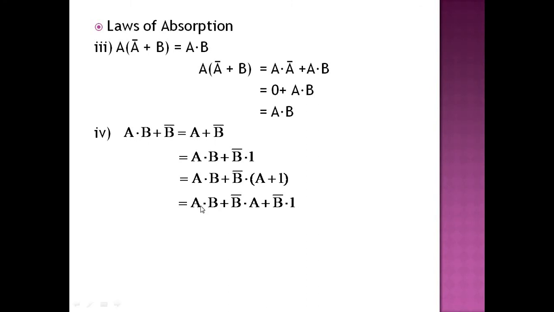Now in the first two terms A becomes common. So we take the common A and we write A(B + B bar) + B bar·1. So B + B bar is what? It becomes 1. So we write A·1 + B bar·1. So it is nothing but A + B bar. So this is nothing but the right hand side. Now again we take the next law: A·B bar + B = A + B.